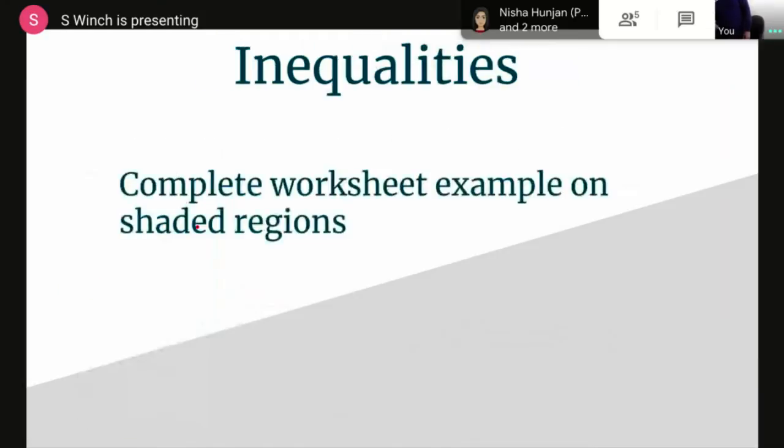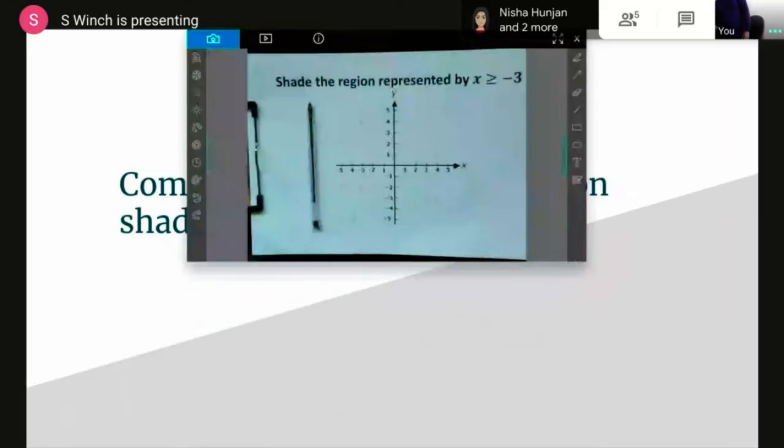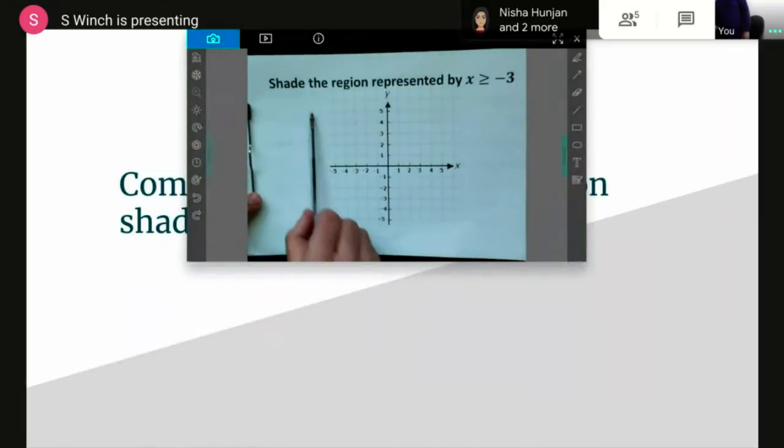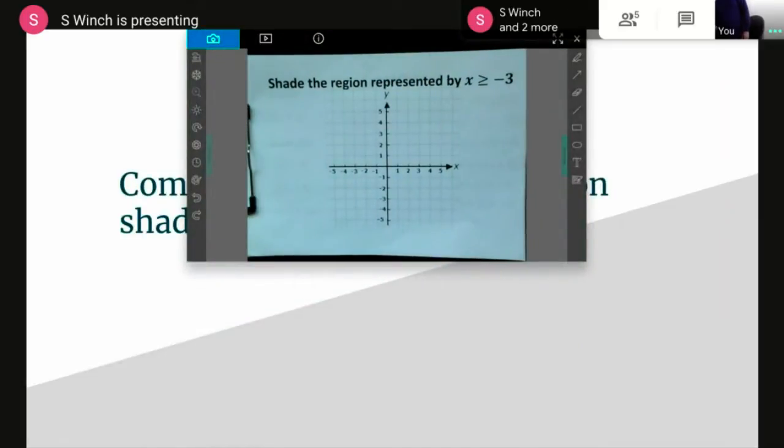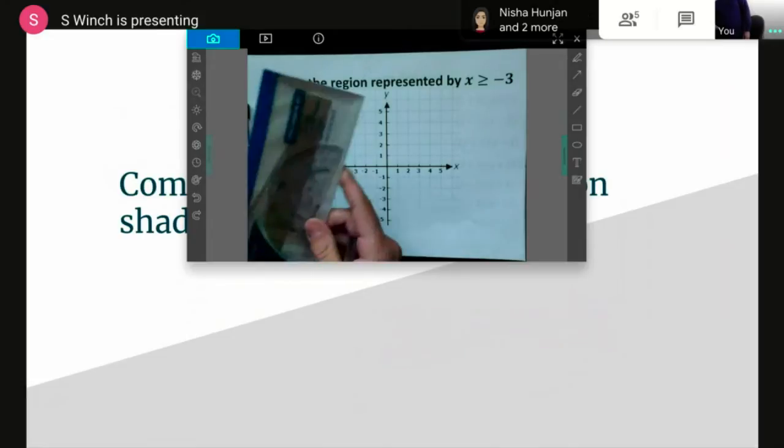So I'm going to just give you a quick demonstration. Here on my sheet, it says x is greater than or equal to 3. And we're just going to draw a line on the board. I'm just going to get out my trusty pencil case.